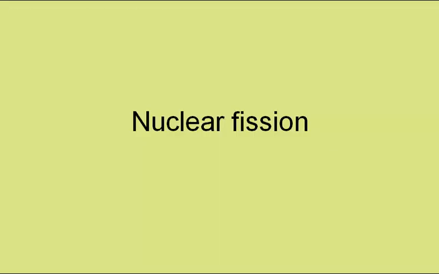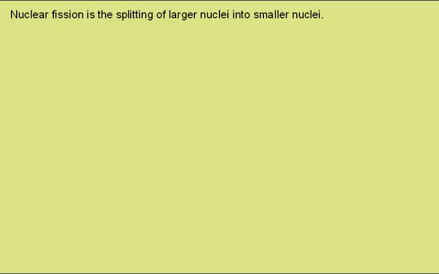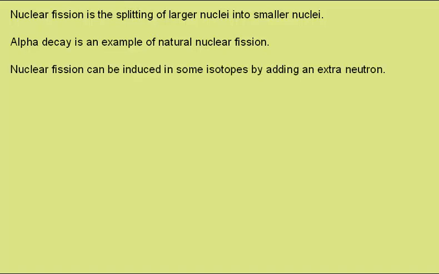Nuclear fission. Nuclear fission is the splitting of larger nuclei into smaller nuclei. Alpha decay is an example of a natural nuclear fission. Nuclear fission can be induced in some isotopes by adding an extra neutron. Nuclear reactors use uranium-235, which is natural, or plutonium-239, which is a man-made isotope.